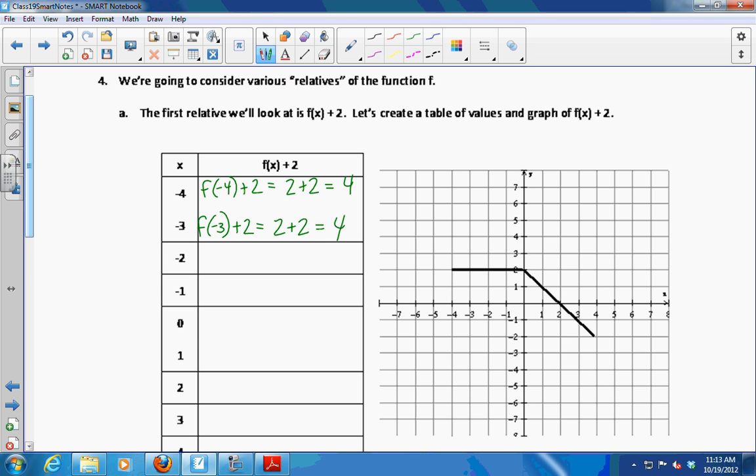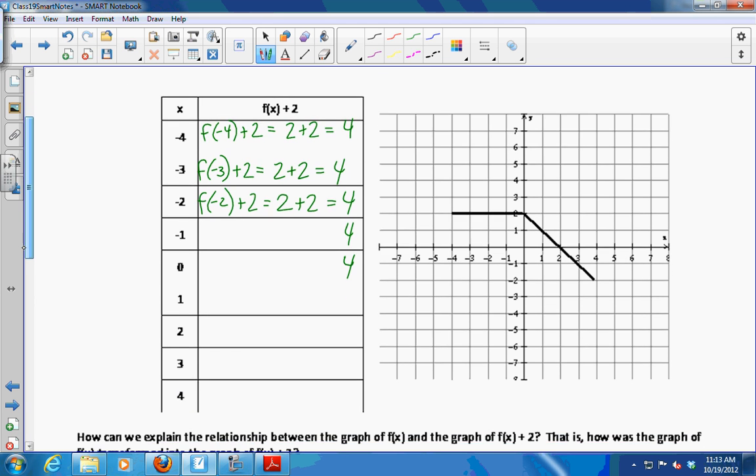So for when x is -2, I'm going to plug -2 into f. So I'm going to do f of -2, and then I'm going to add 2. F of -2 is 2. Add 2 more, and I get 4. So I'm going to keep getting 4 until 0. These are going to look the same. And then when I plug in 1, I'm going to get something a little bit different.